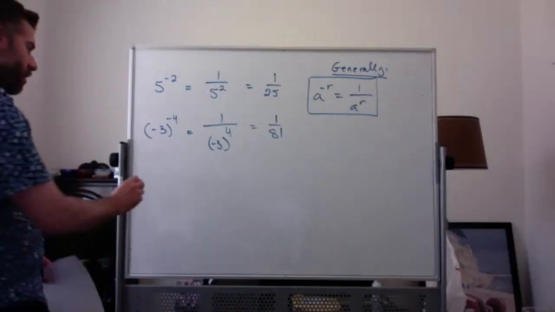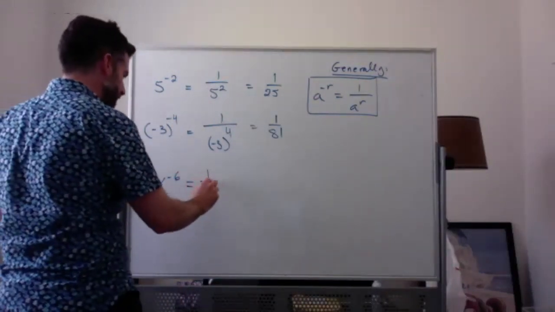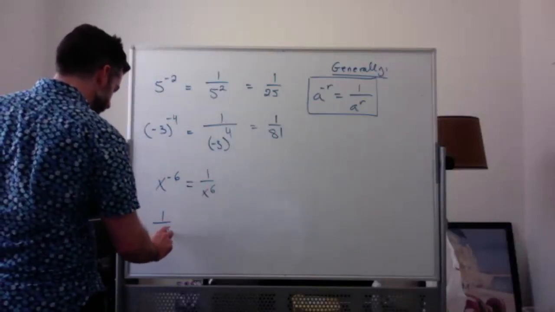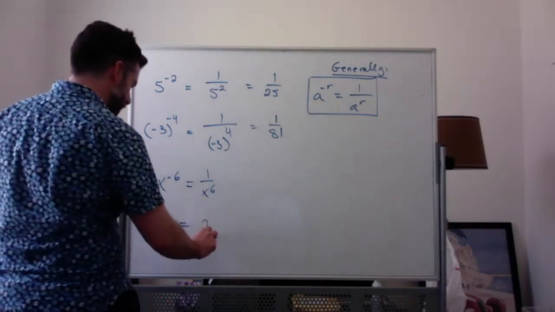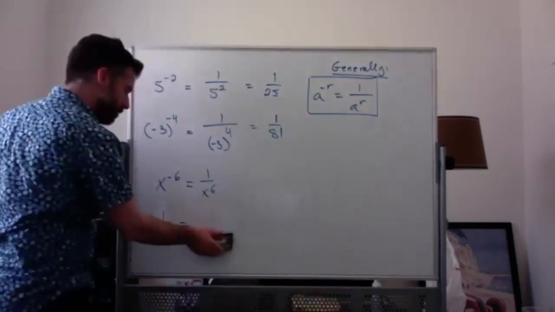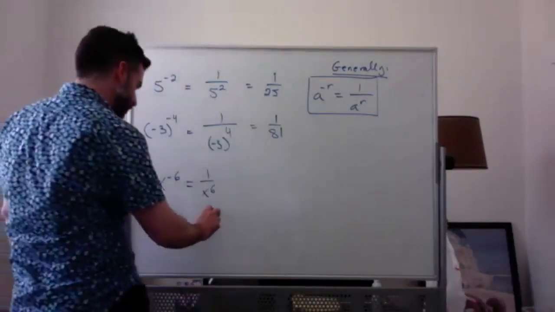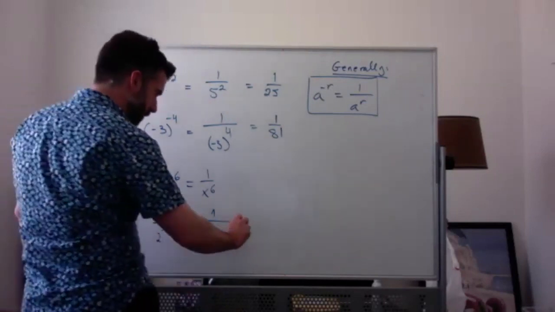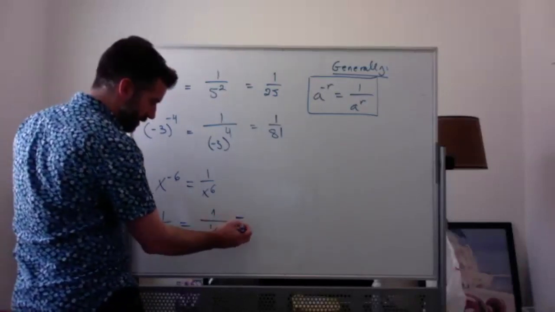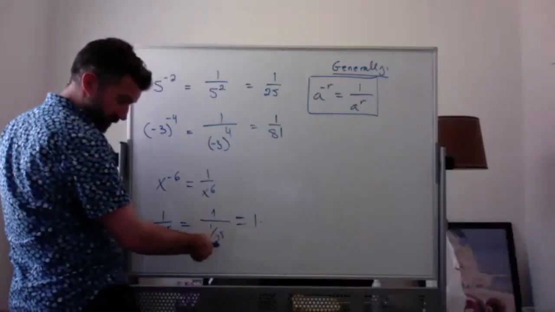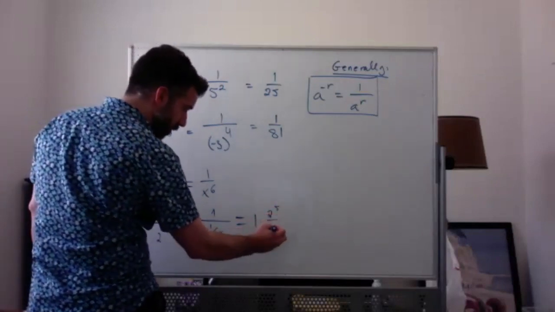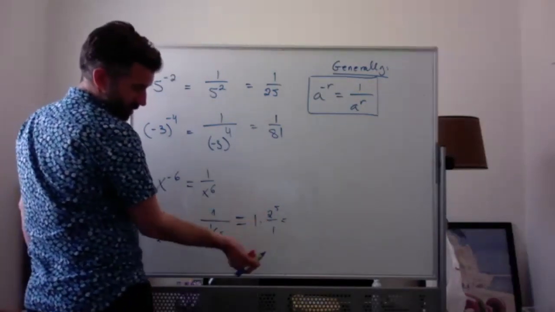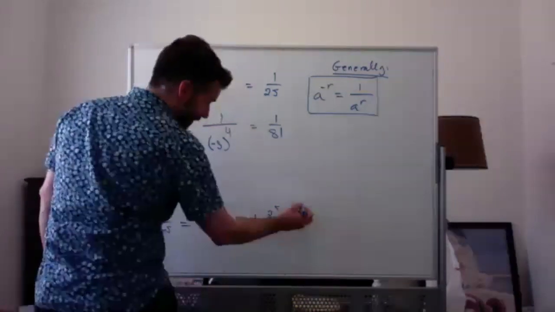And x to the negative 6 is 1 over x to the 6th. And then finally, 1 over 2 to the negative 5th. Actually, I skipped a step. 2 to the negative 5th, I could write as 1 over 2 to the 5th. And then when you divide by a fraction, you flip and multiply. So this is really 1 times the reciprocal of this, which is 2 to the 5th over 1. But 1 times anything is itself, so the 1 times and the divided by 1 don't really matter. This is just 2 to the 5th.